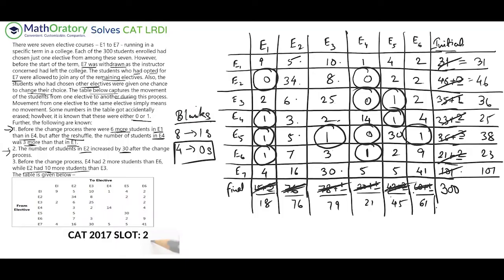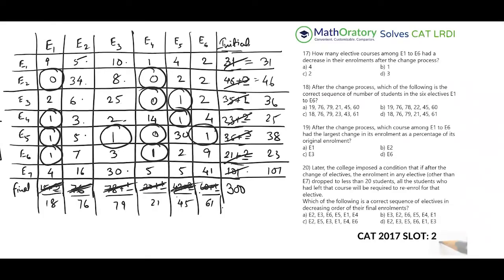So now let us get into the questions. Okay, so first question number 17. How many elective courses among E1 to E6 had the decrease in their enrollments after the change process? So this is something we have to look at each and every before and after. So let's look at that. So these are the befores and these are the afters. So row wise and column wise, something like that. So this is 31 and this is 18. So that's a decrease, right? So there is definitely one.